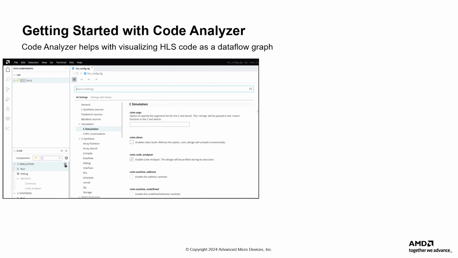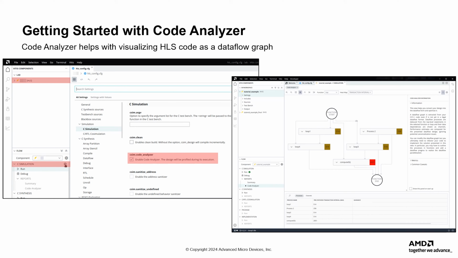To enable Code Analyzer, select the desired HLS component in the Vitis Components window, hover over C Simulation in the Flow window, and click the gear icon to open the HLS configuration file and the C Simulation settings. From here, enable the Code Analyzer option. After running C Simulation with Code Analyzer enabled, a generated report can be viewed in the Vitis Unified IDE, either in the Analysis view or under the Reports header of the C Simulation step.